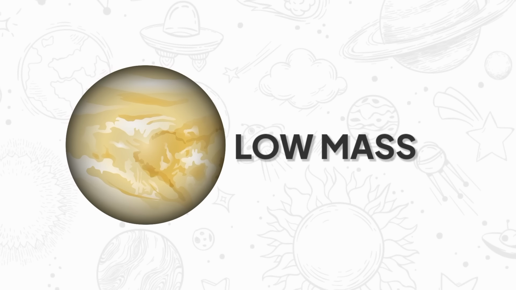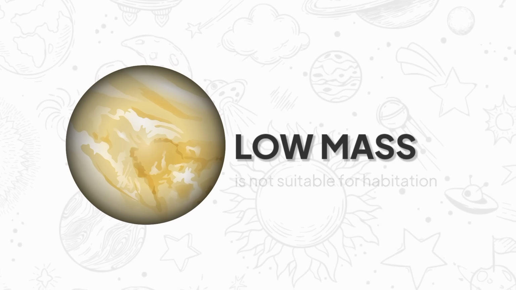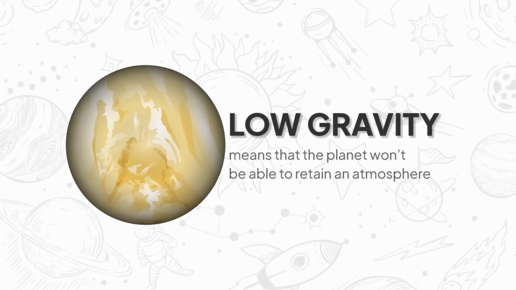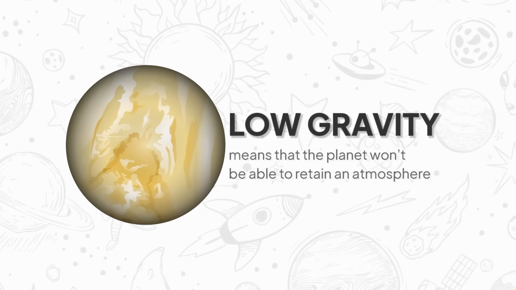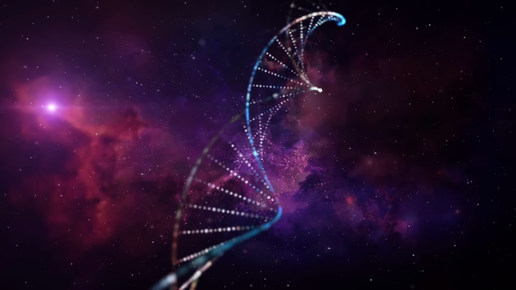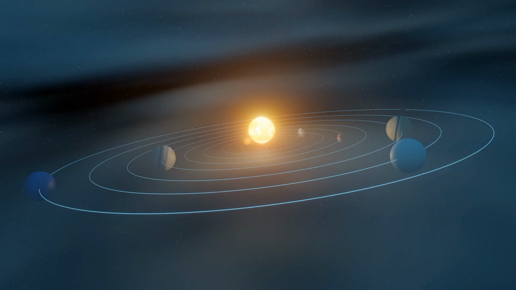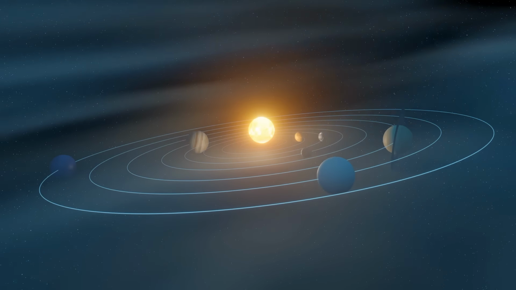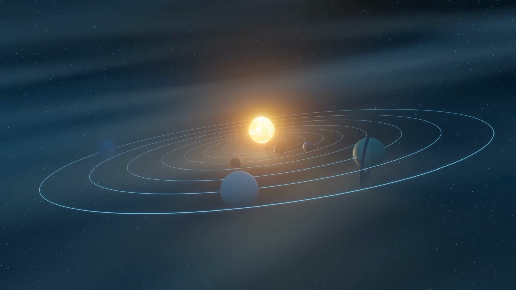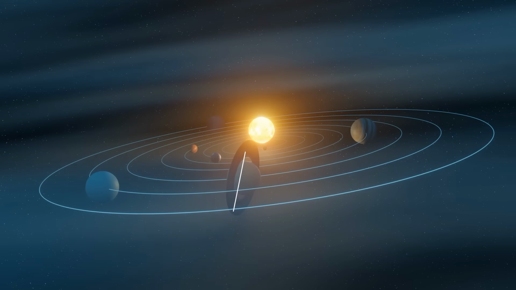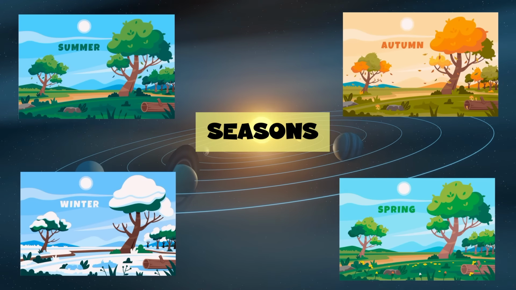A planet with low mass is not suitable for habitation, as low mass means low gravity. Low gravity further means that the planet won't be able to retain an atmosphere, as gases will be lost to space. Furthermore, if life on the planet is to be given a chance to evolve, certain other conditions must be met in terms of its rotational motion. For example, there should be some axial tilt perpendicular to its orbit, which causes seasons on the planet.